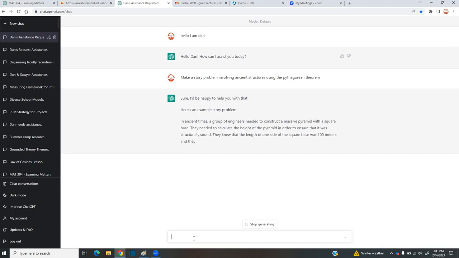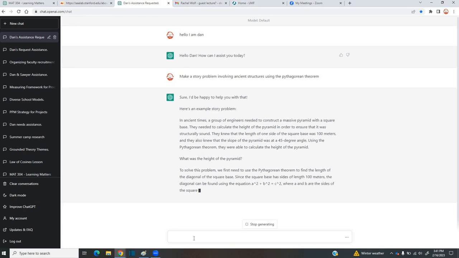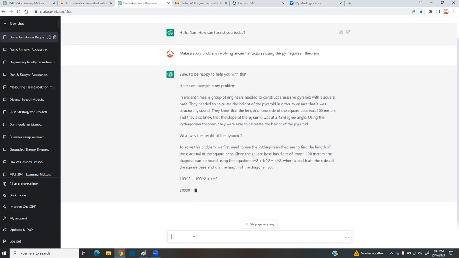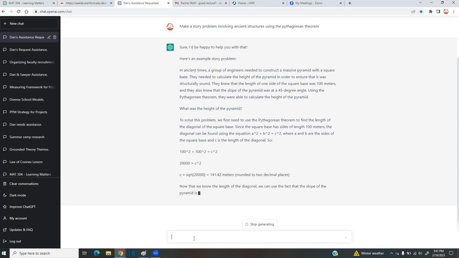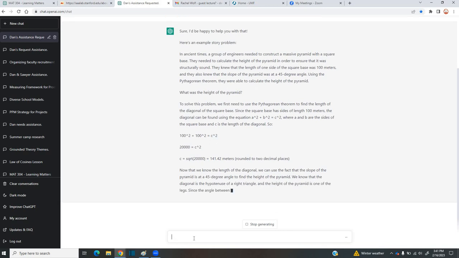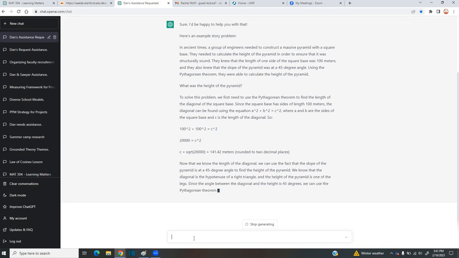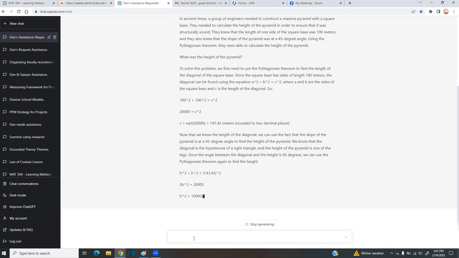So what do we got? We have the height of a pyramid, one side, square base, slope of the pyramid, 45-degree angle. And so we have to keep in mind that this is artificial intelligence, and it really isn't the greatest at math, although it can do some math. And so we would have to go and think about this and see if it will make sense.